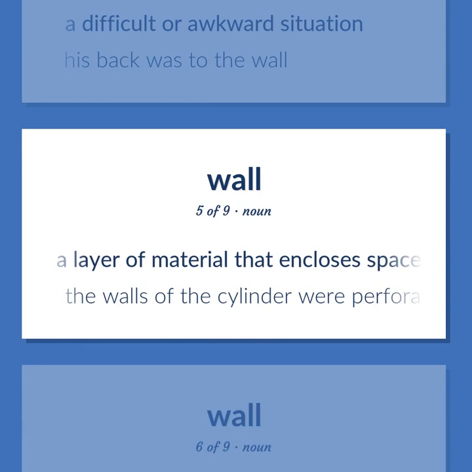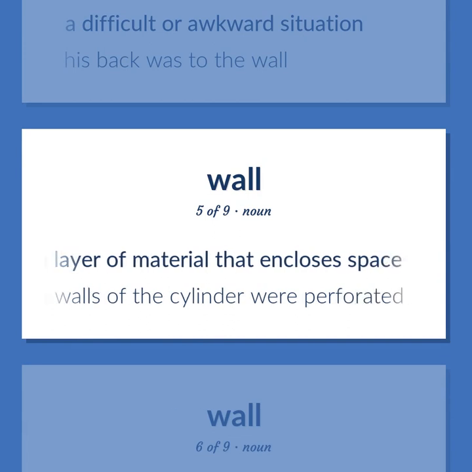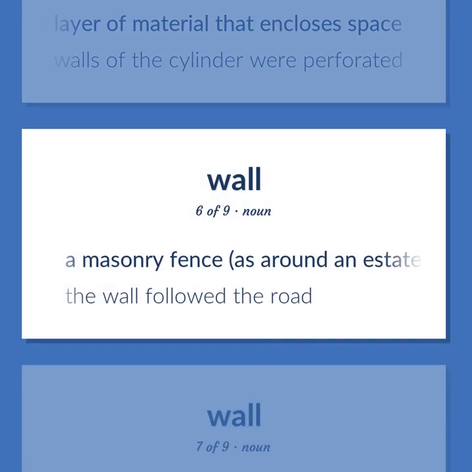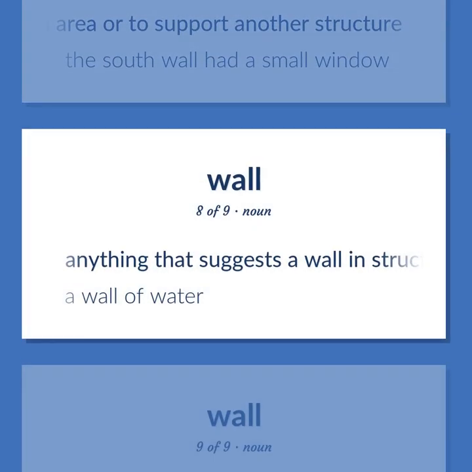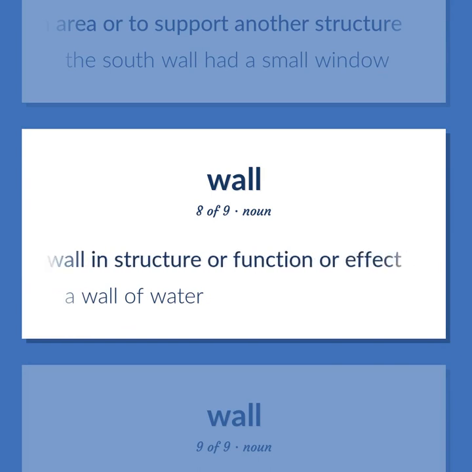A layer of material that encloses space. The walls of the cylinder were perforated. A masonry fence, as around an estate or garden. The wall followed the road. An architectural partition with a height and length greater than its thickness, used to divide or enclose an area or to support another structure. The south wall had a small window. Anything that suggests a wall in structure or function or effect. A wall of water.